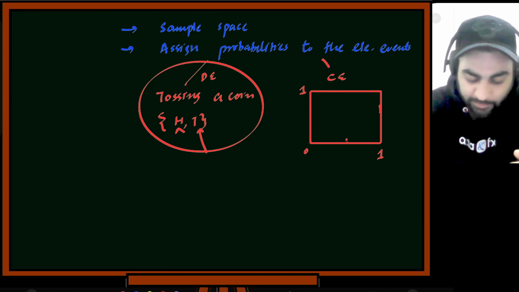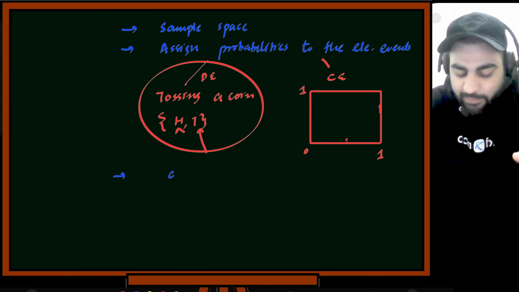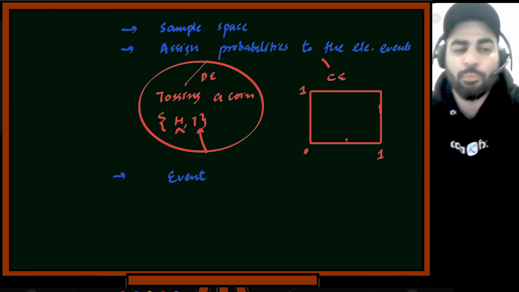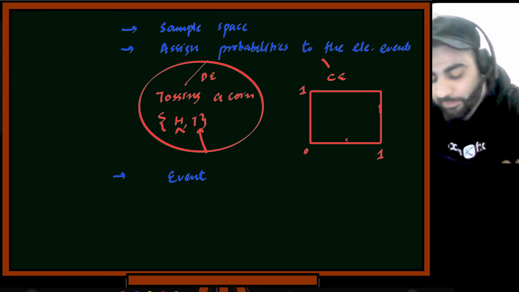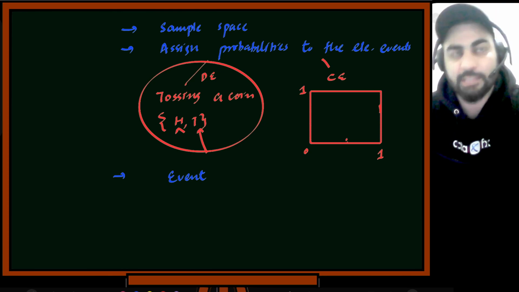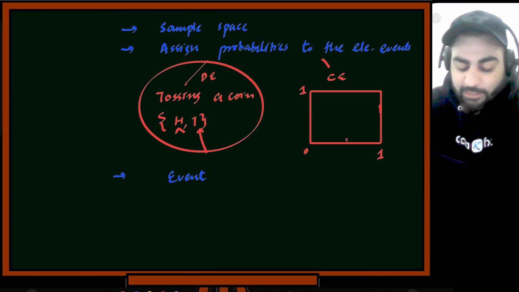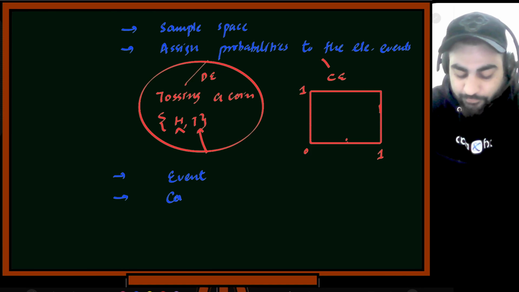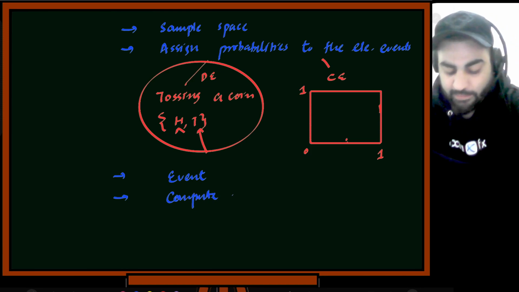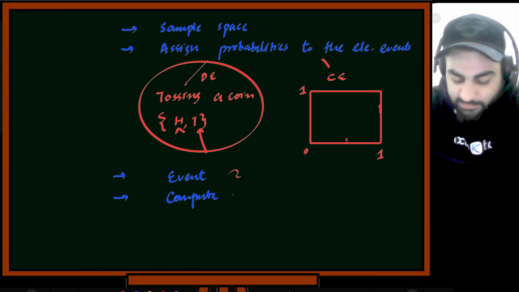The third step is that you will now have an event, and you have to model this mathematically too. What is the meaning of an event? Somebody will ask, what is the probability of getting a head? This again is an event. For the event, you will compute the probability. This is a generic framework. Now I'll discuss this today.